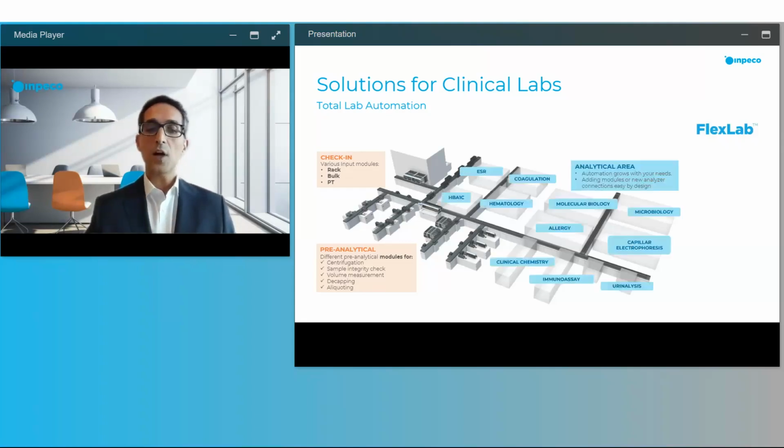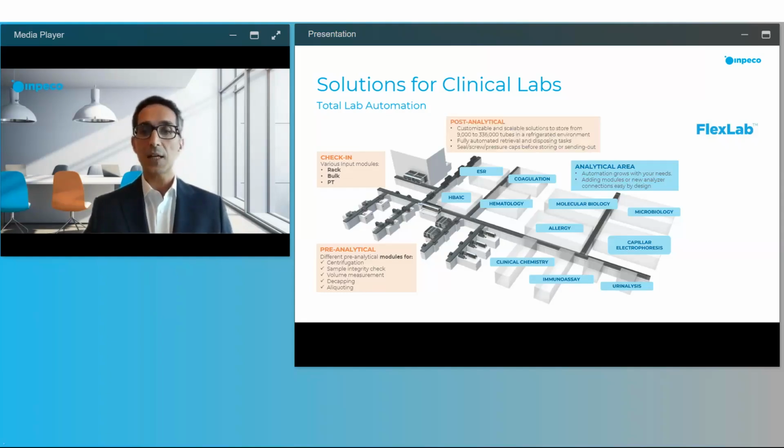And then moving on into the automation, into the analytical phase that allows really to grow according to your needs at the time you decide and in the way you prefer. Adding modules or new analyzer connections is easy by design. That's why we have to date more than 50 different connections covering 11 different disciplines from 25 different IVD providers.